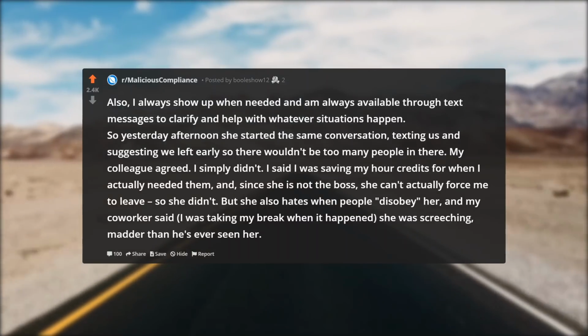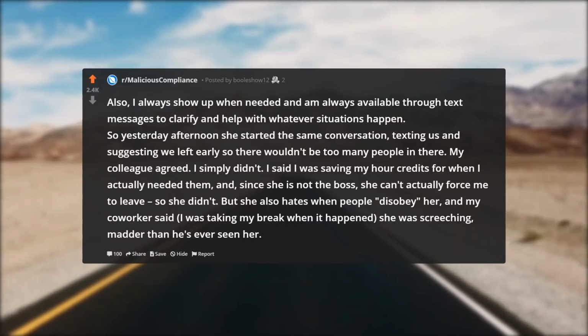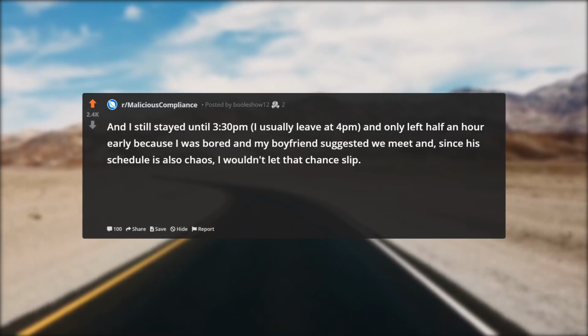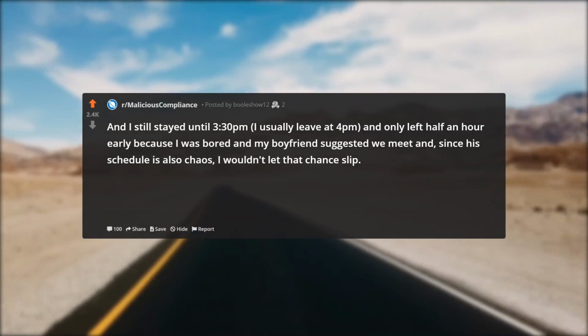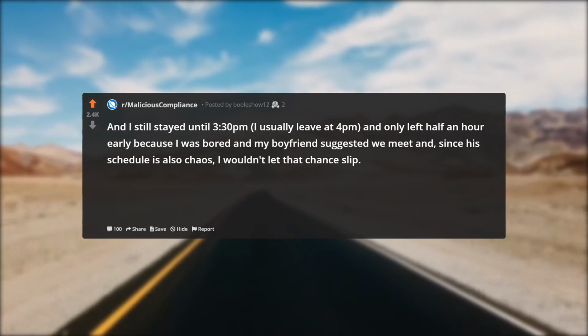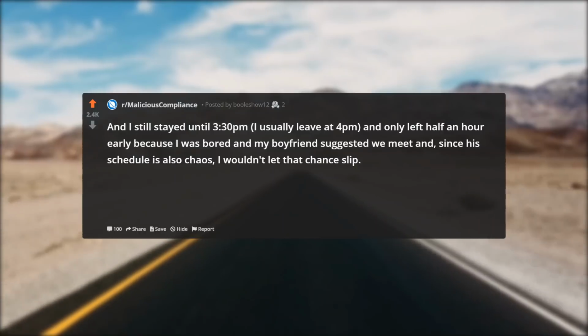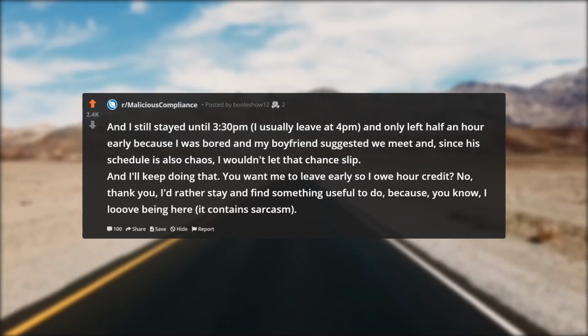But she also hates when people disobey her, and my coworker said, I was taking my break when it happened, she was screeching, madder than he's ever seen her. And I still stayed until 3:30 p.m. I usually leave at 4 p.m., and only left half an hour early because I was bored and my boyfriend suggested we meet, and, since his schedule is also chaos, I wouldn't let that chance slip. And I'll keep doing that.